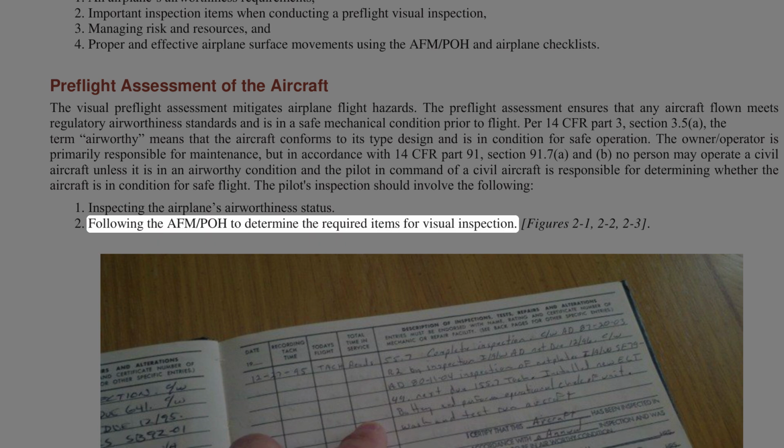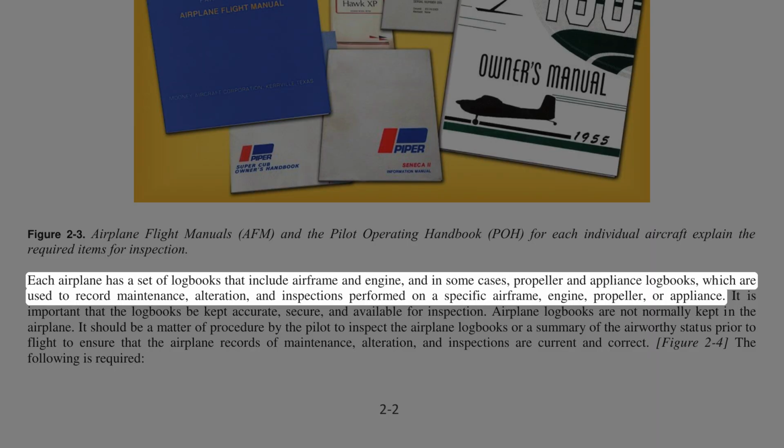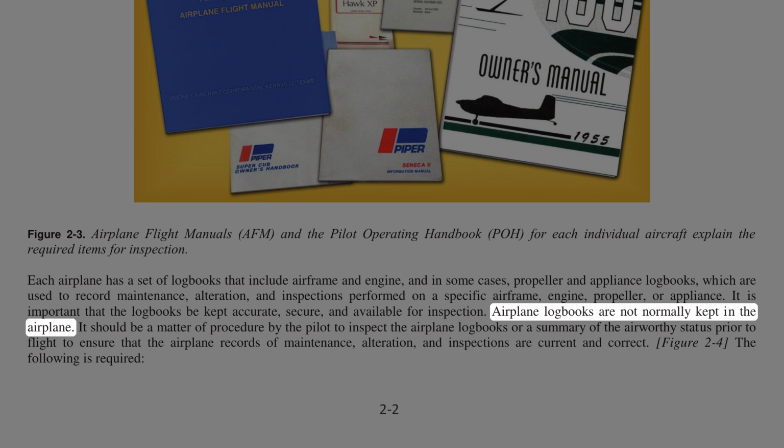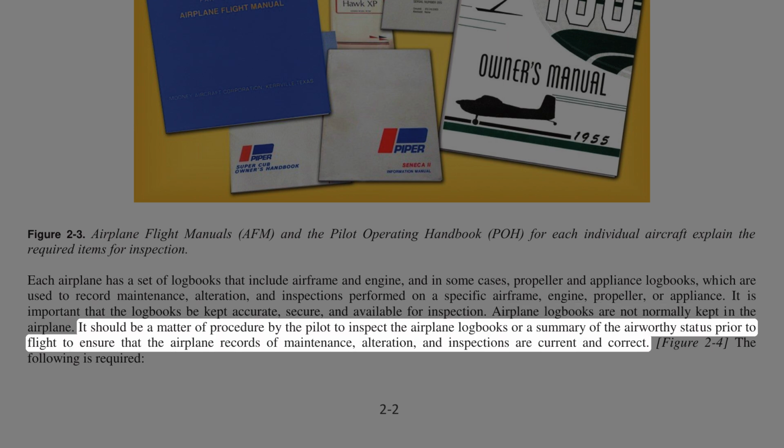items for visual inspection. Each airplane has a set of logbooks that include airframe and engine, and in some cases, propeller and appliance logbooks, which are used to record maintenance, alteration, and inspections performed on a specific airframe, engine, propeller, or appliance. It is important that the logbooks be kept accurate, secure, and available for inspection. Airplane logbooks are not normally kept in the airplane. It should be a matter of procedure by the pilot to inspect the airplane logbooks or a summary of the airworthy status prior to flight to ensure that the airplane records of maintenance, alteration, and inspections are current and correct.